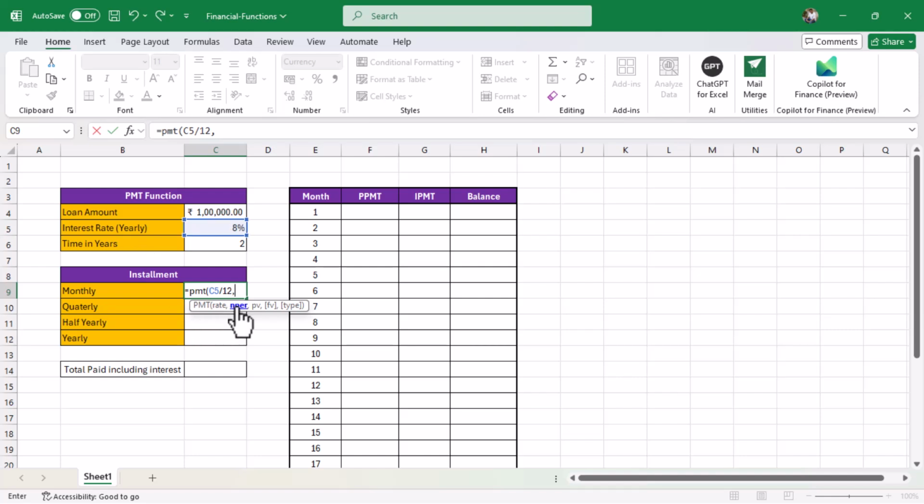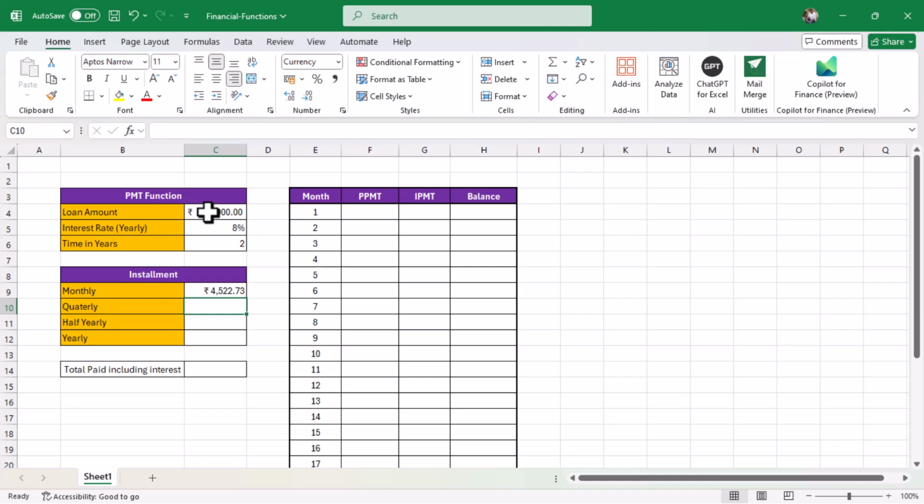Then it is asking me the total number of periods. So the total number of periods is 2 multiplied by 12, comma. Finally, it is asking me the loan amount. The loan amount is a debt on you. So begin with negative and then click on the loan amount, then close bracket and hit enter, and you'll get the monthly installment amount.